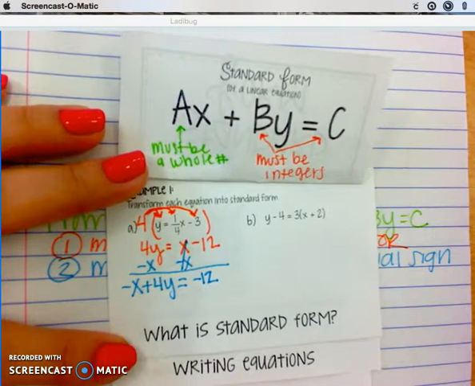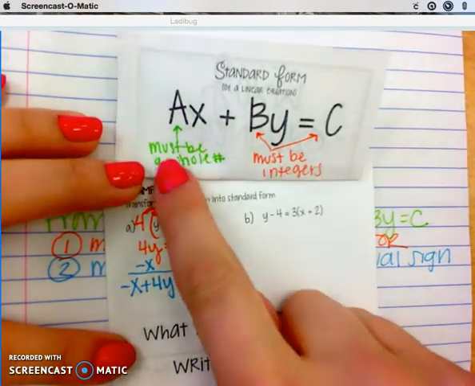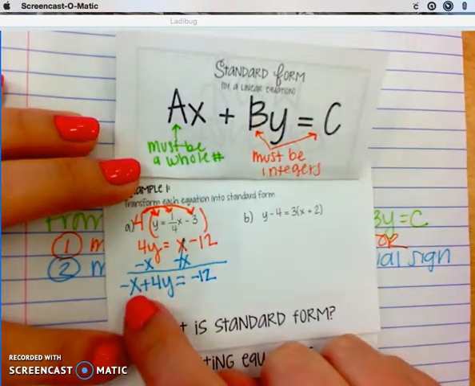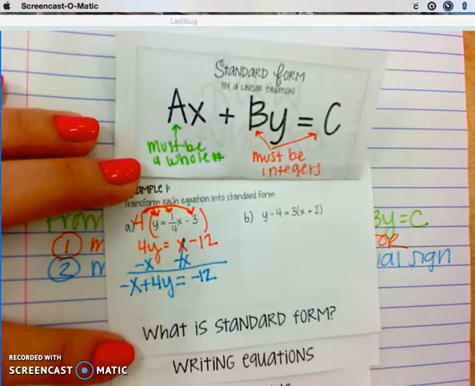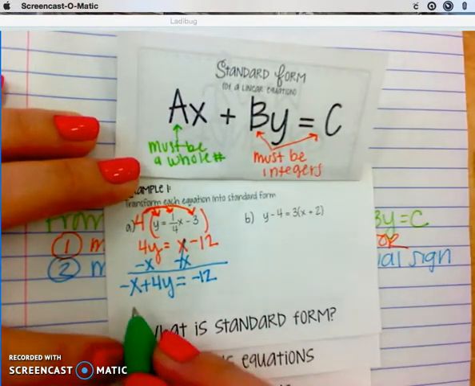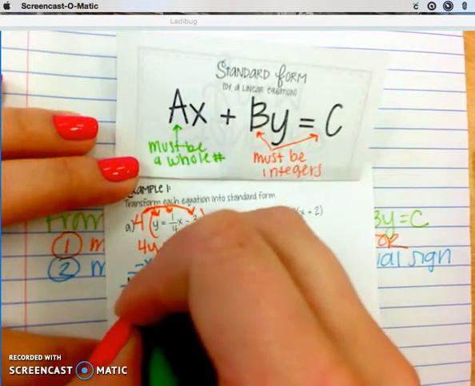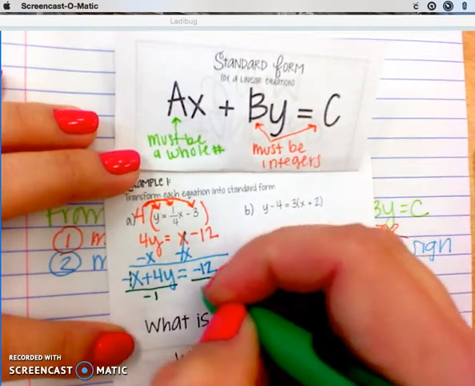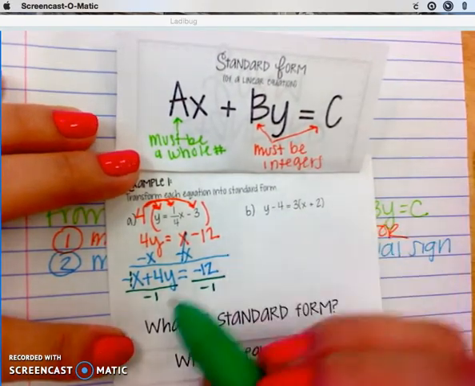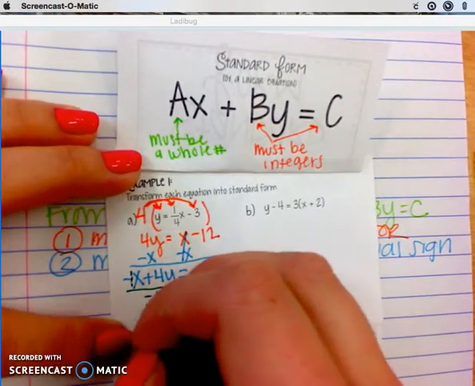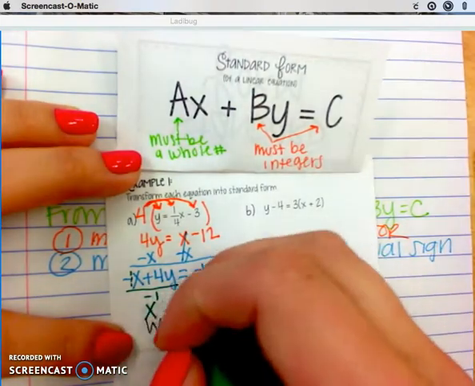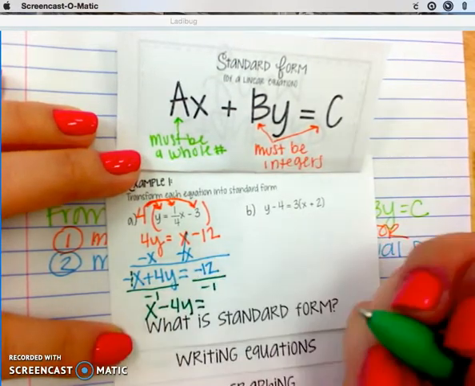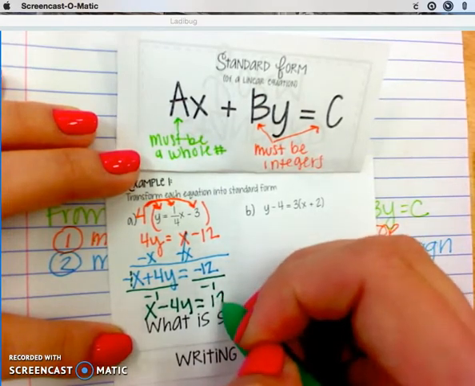Now let's see if we're done. Is a a whole number, so no negative? No. So we're going to have to get rid of this negative, and we do that by, it's like it's being multiplied by -1, so we're going to divide both sides by -1. Negative divided by a negative is a positive x. Positive divided by a negative is a -4y. And it is equal to a positive 12.